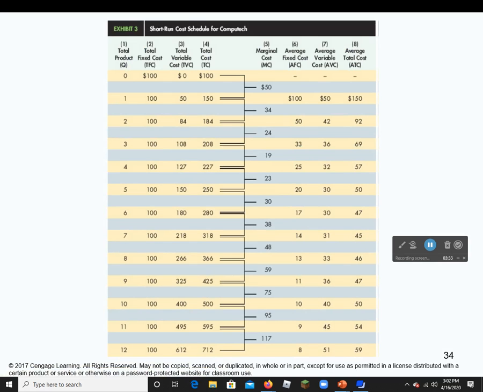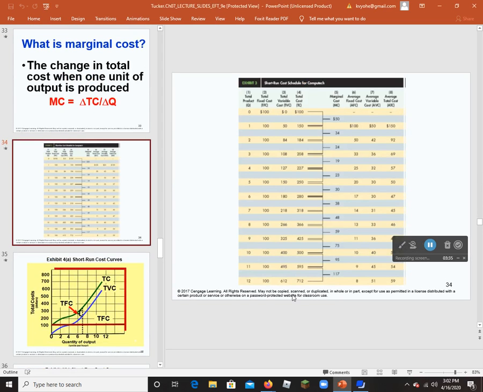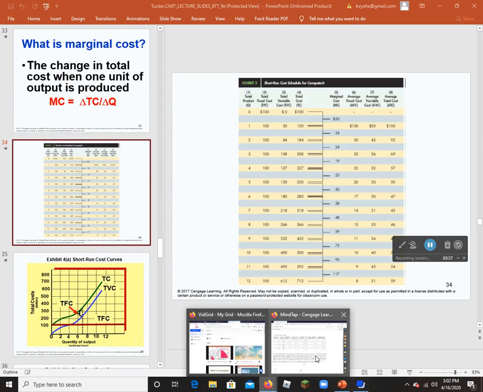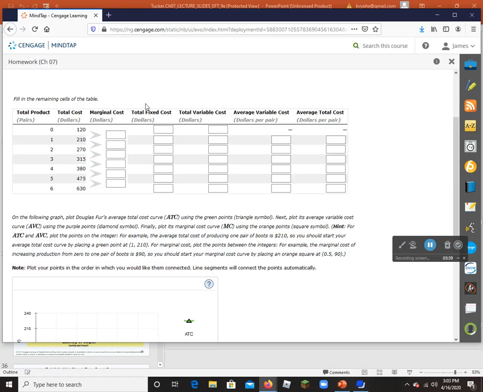Okay. And now we're going to do what we just saw in Aplia. So we're going to start off here. The first thing you need to know is that if output is zero, if total product output Q is zero, then we know something. If we have $120 in total cost, we know that those are all fixed costs. So we put 120 in total fixed costs.